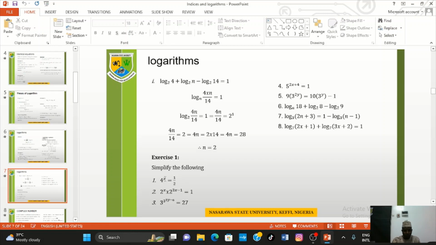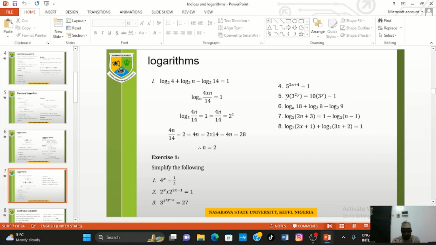Simplify the following. 1. 4 raised to the power of x equals 1 over 2. 2. 2 raised to the power of x times 2 raised to the power of 3x minus 1 equals 1. 3. 3 raised to the power of 3y minus 6 equals 24. Next, number 4. 5 raised to the power of 2x plus 4 equals 1.